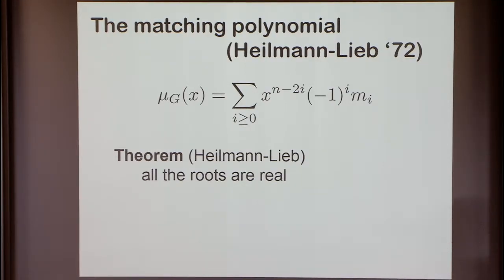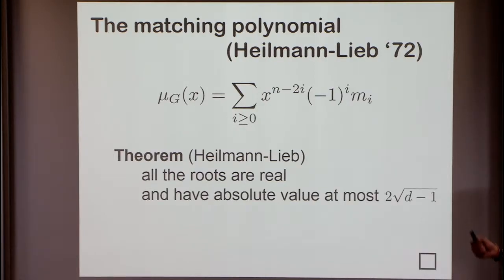So they proved that the roots are real, and the roots are of absolute value at most 2 square root of t minus 1. Right? So that's exactly the number that we need. Now, the proof: at this point there are a bunch of ways to prove this.